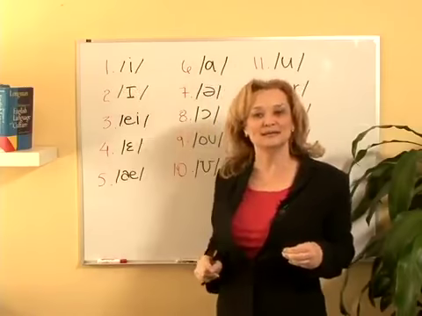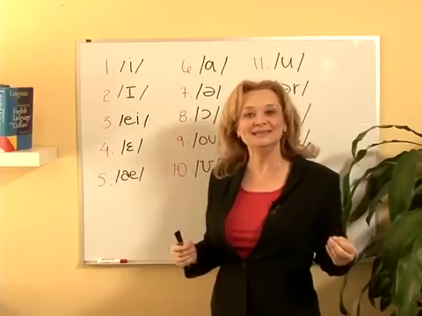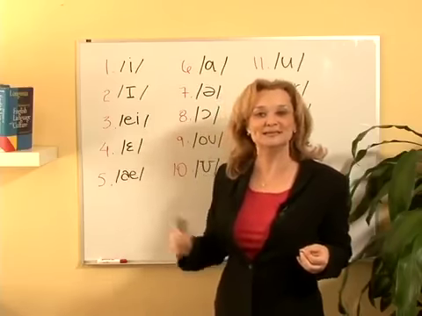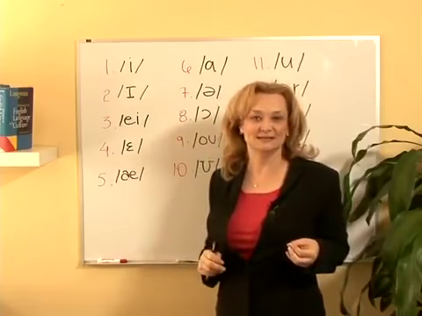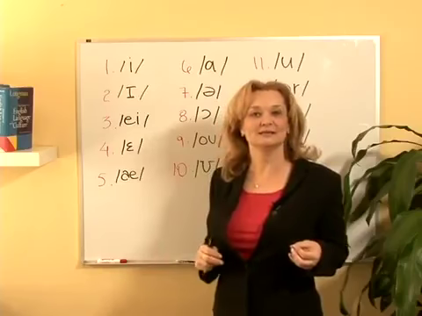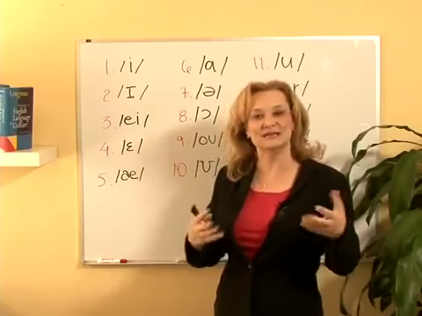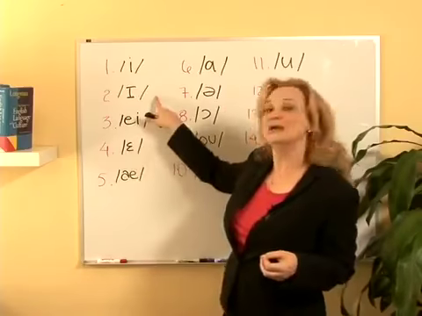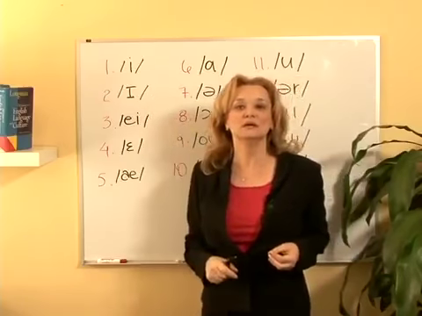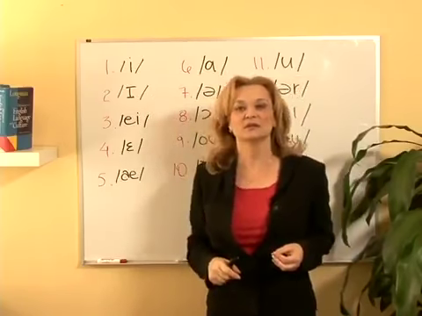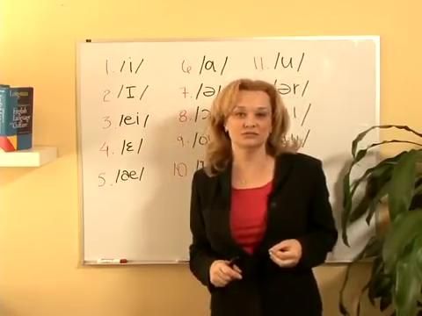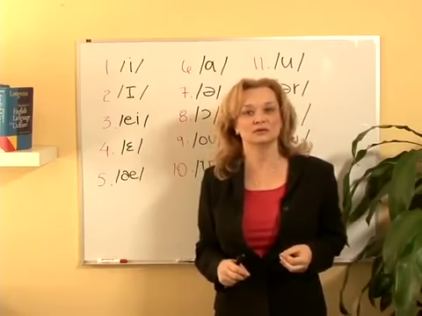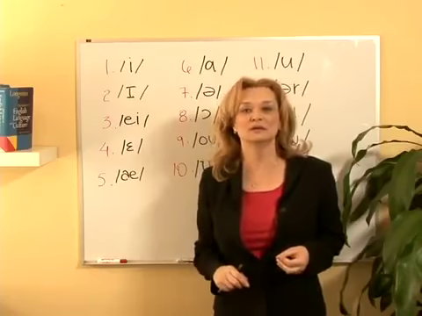The first one is E. Some common words include please, see, meet, believe. Say it one more time with me. E. Okay, vowel number 2 is I, as in this, difficult, if, dinner. Say it with me.